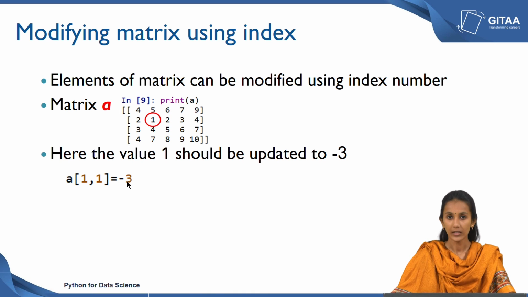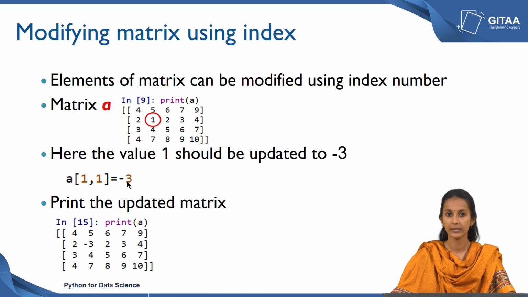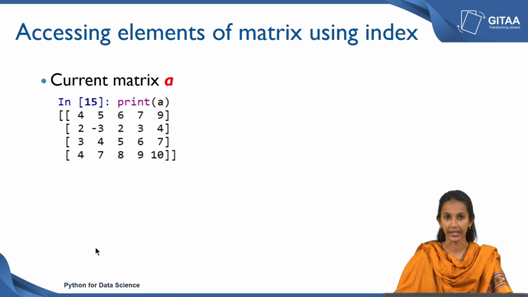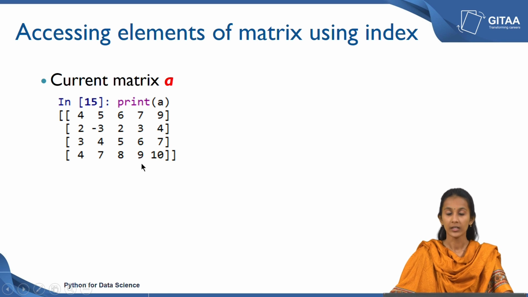So let's see the modified matrix. We will print the updated matrix. So this will be our updated matrix. Now the value of 1 has been changed to -3. Next we will see how to access the elements of the matrix using the index number. So first we will print the current matrix, which is our A. After modification, this is our current matrix, which is of dimensions 4 cross 5.